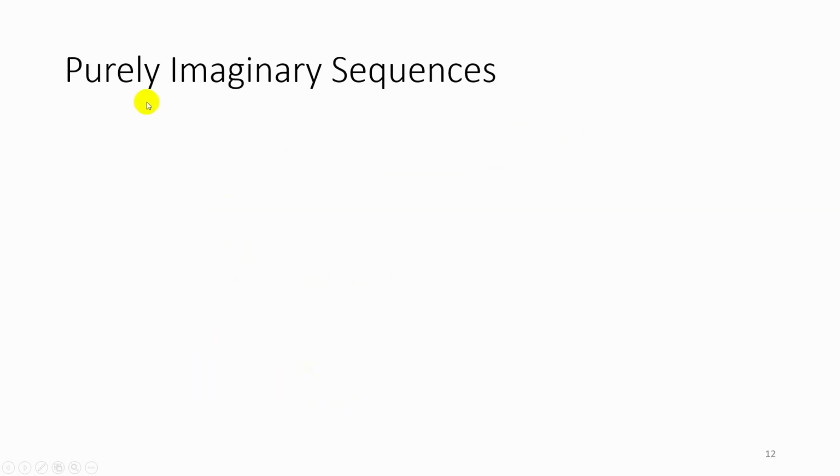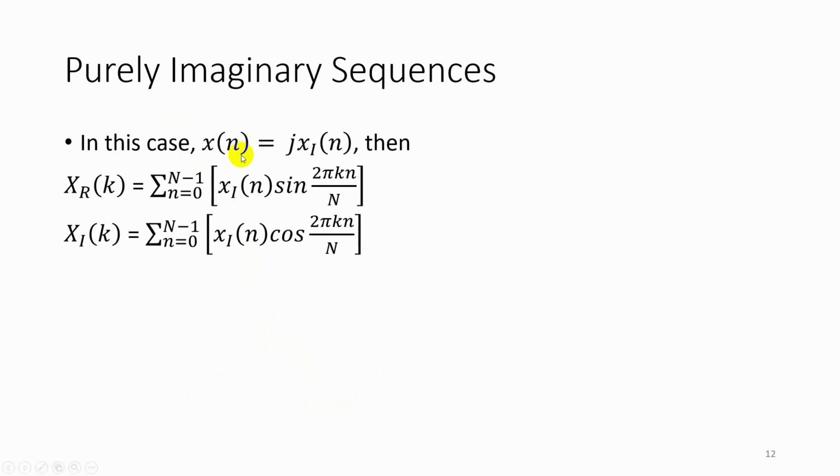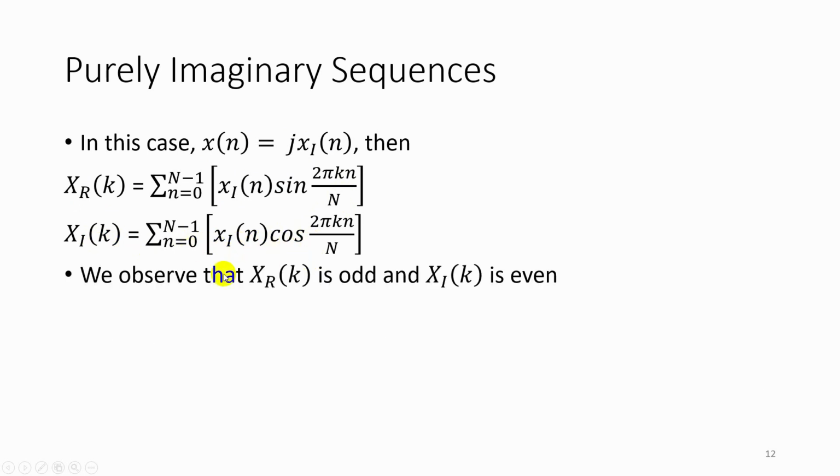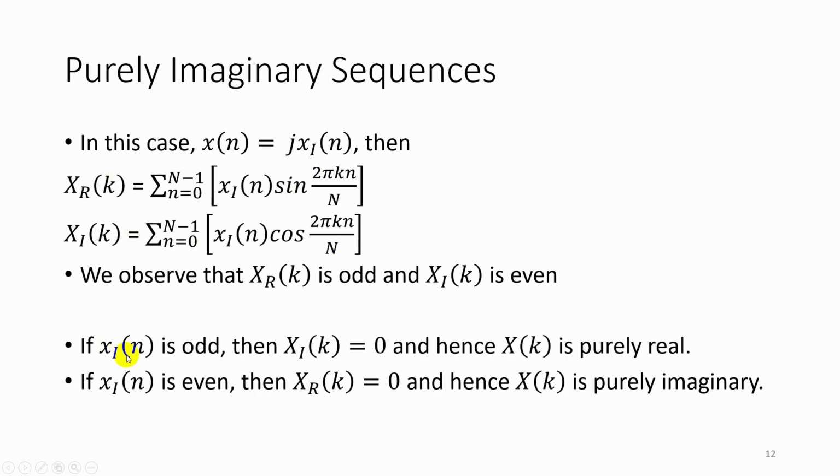If the sequence is a purely imaginary sequence, in that case, x of n is equal to j into xi of n. In that case, xr of k will be equal to xi of n into sin 2 pi k n by N. Xi of k is equal to xi of n into cos 2 pi k n by N. Here, this xr of k is odd and xi of k is even. If xi of n is odd, then its DFT xi of k is equal to 0 and hence x of k is purely real. If xi of n is even, then xr of k is equal to 0. So, the DFT x of k is purely imaginary.